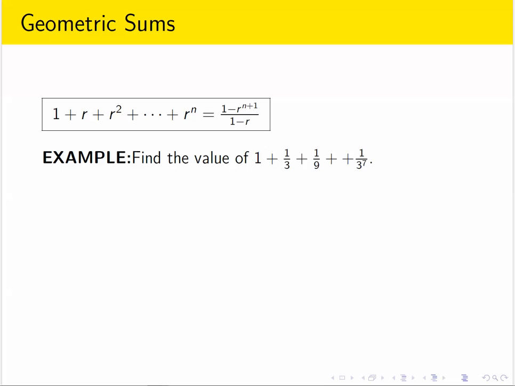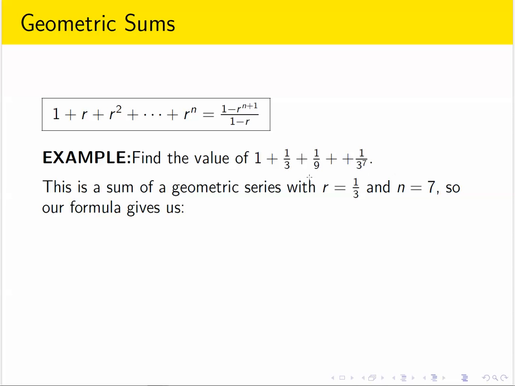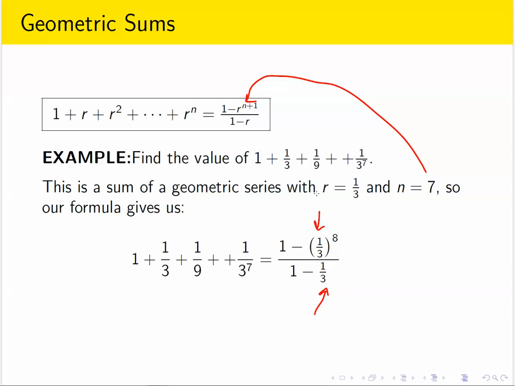Let's look at one more. Let's find the value of another sum of geometric sequence terms. So this time we're looking at powers of 1/3, ending with 1/3 raised to the 7th. So our r in this formula is 1/3, and the highest power we run into is 7. So in our formula, we plug in 1/3 for r, we plug in a 7 for n, giving us an exponent here of 8.